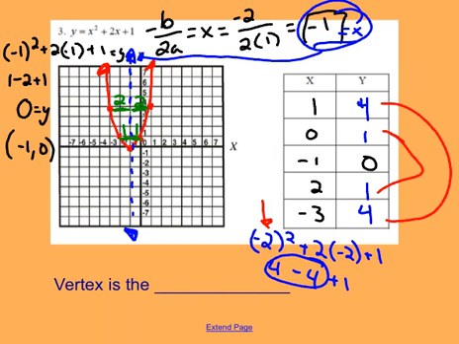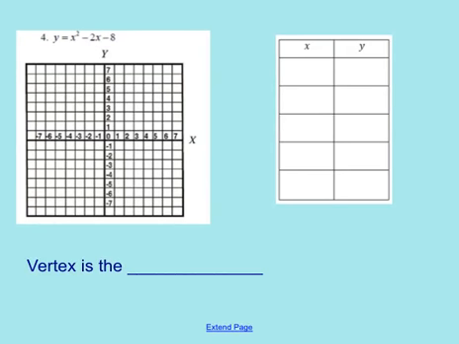Alright, so this is negative 1, negative 2. If you can do that, you're going to be awesome at this. What is the vertex here? The vertex is a minimum. We worked yesterday doing that. You guys should be comfortable there. So now you can flip the page, and we just got to graph 3 more of them, and we're done.